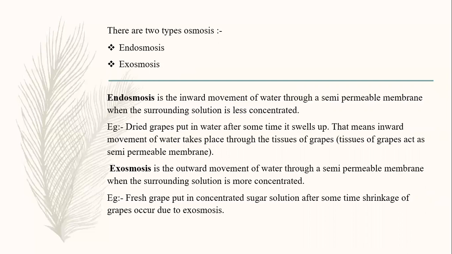Endosmosis is the inward movement of water through a semi-permeable membrane when the surrounding solution is less concentrated. Exosmosis is the outward movement of water through a semi-permeable membrane when the surrounding solution is more concentrated. In both cases, examples are given there.